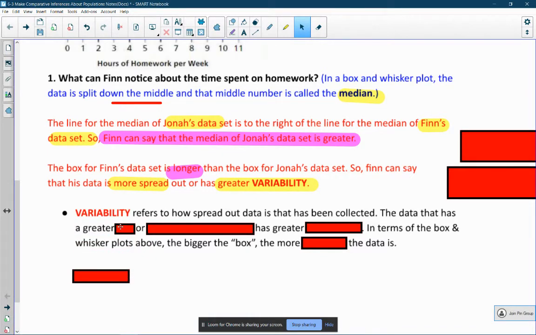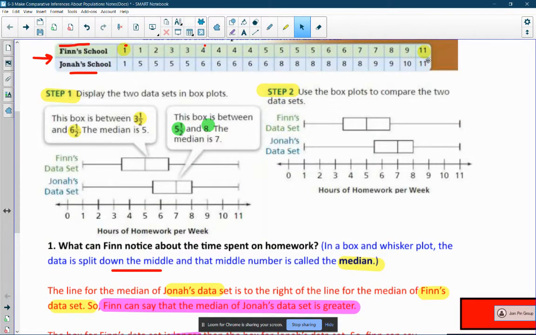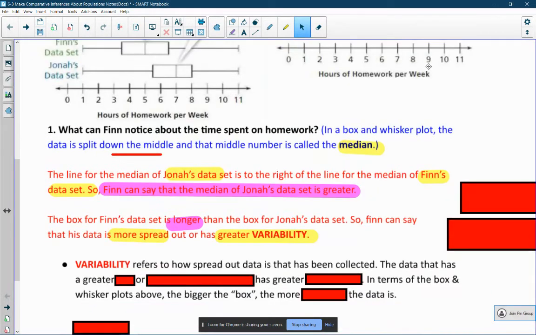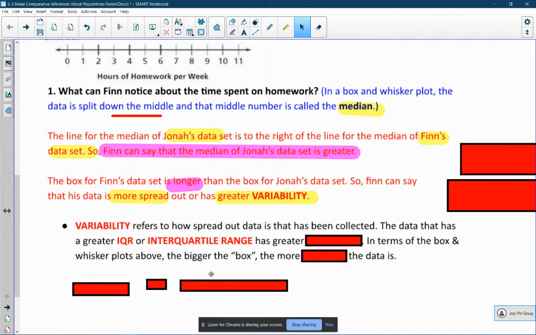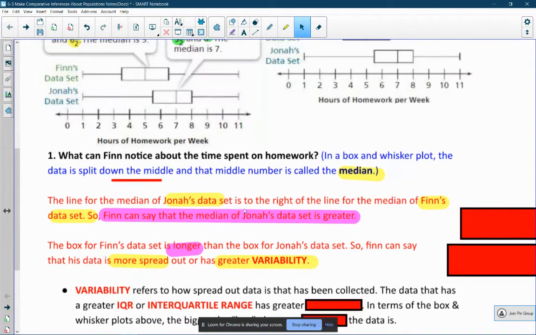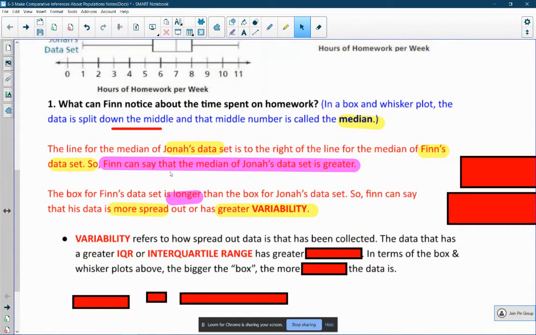Variability, or the spread of the data, refers to how spread out the data is that has been collected. So basically the range, like we look back at our graph, we've got 1 all the way up to 11. That's how spread out the data is. The data that has a greater IQR or interquartile range. Now that's a big word, and all that means is how big the box is. The range between this point and that point.